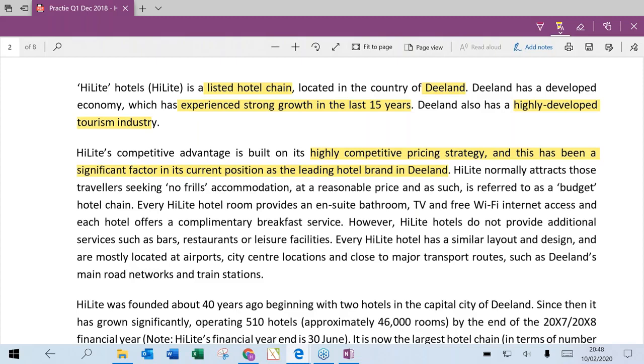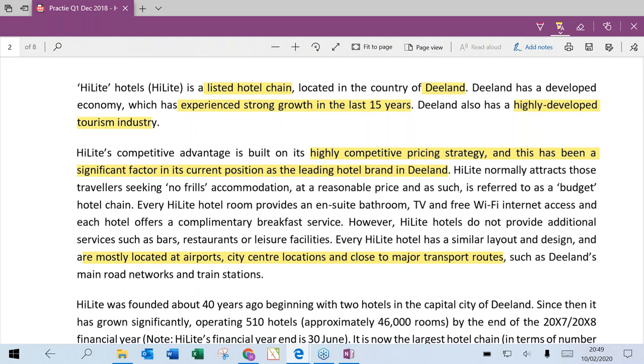Every Highlight hotel room provides an ensuite bathroom, TV, and free Wi-Fi internet access, and each hotel offers a complimentary breakfast service. However, Highlight does not provide additional services such as bars, restaurants, or leisure facilities. Every Highlight hotel has a similar layout and design and is mostly located at airports, city center locations, and close to major transport routes such as D-Land's main road networks and train stations. So I think location. I'm just trying to identify some stuff. I don't know whether I can use it or not, but I just identified it.